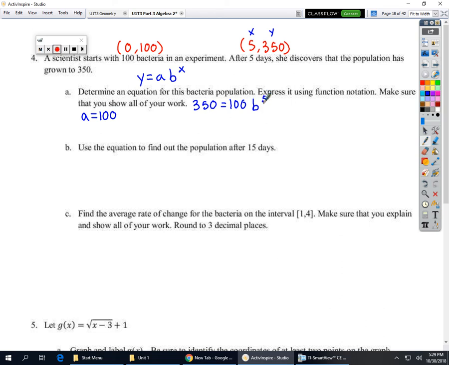Great. Now I can solve for b. I just need to remove all of the stuff. So first thing I need to do is divide out that 100. Divide by 100. Divide by 100. All right, maybe change colors.